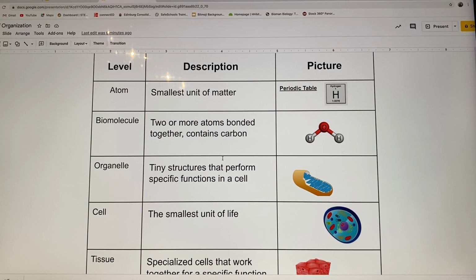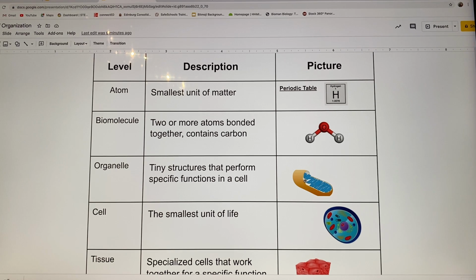So we're going to go to biomolecules. That's two or more atoms bonded together. Right here, what is this? This is water, H2O. Then after that, and these are all in order by size, we have organelles. An organelle is essentially a tiny organ. That's what it's called, an organelle.